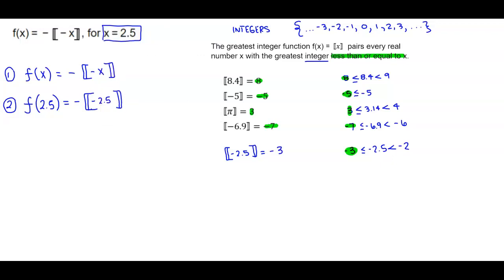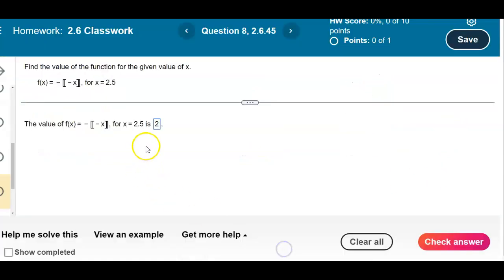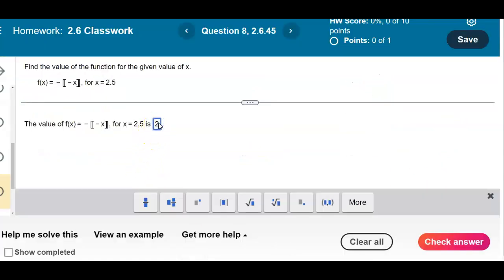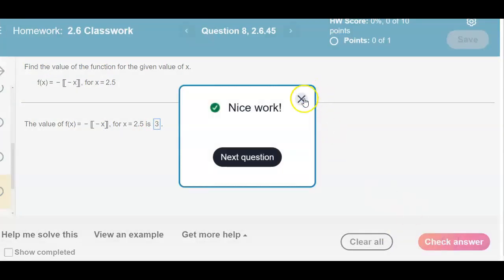Now we bring down the negative sign, because that's on the outside, and we determine that this answer is negative 3. So what's a negative times a negative? That becomes a positive 3. Therefore, for this function, f of 2.5 is going to equal 3. Let's go ahead and put our answer in here. So our answer is 3. Let's check the answer, and there's our result.